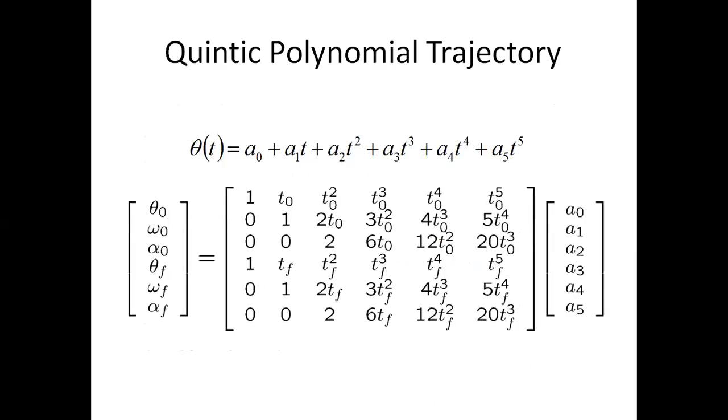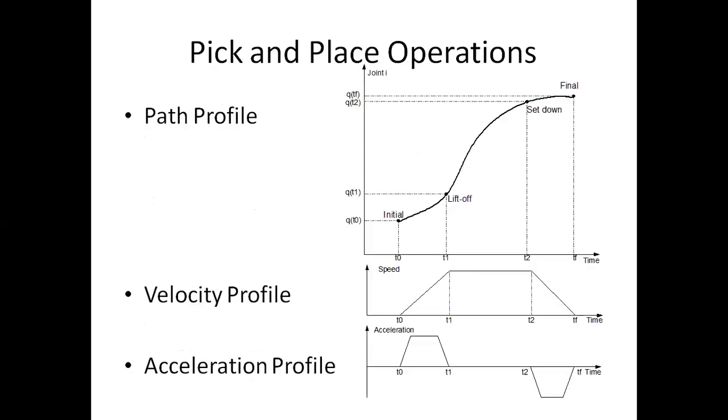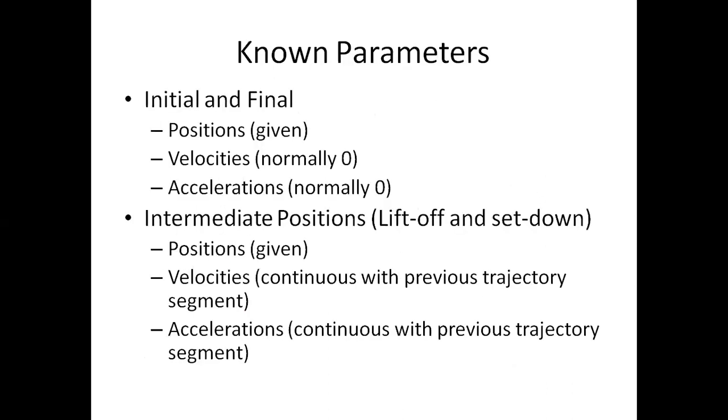So let me consider the 5th order polynomial written with respect to the matrix, so that we can solve for the values by finding the inverse for each joint. What are the boundary conditions we'll require? We'll have the initial position, initial velocity, initial acceleration. Similarly, we'll have a lift off position and the continuity in its position, velocity and acceleration, for both T1 and T2. When lift off comes, we'll have a set down position. Similarly to the initial, we'll require the final position, final velocity and final acceleration.